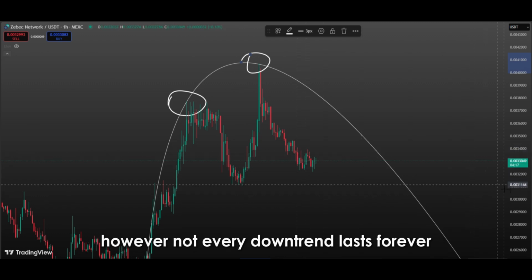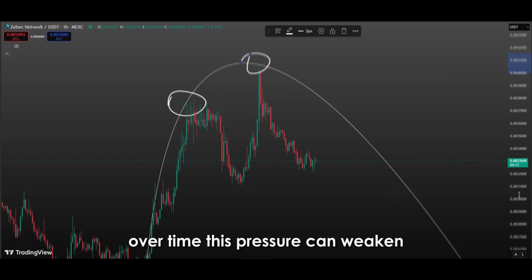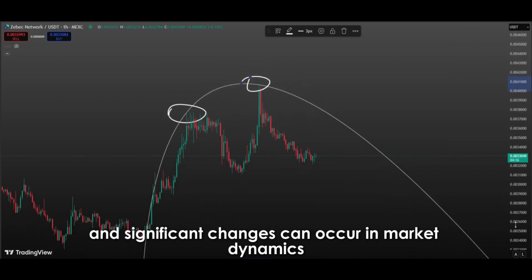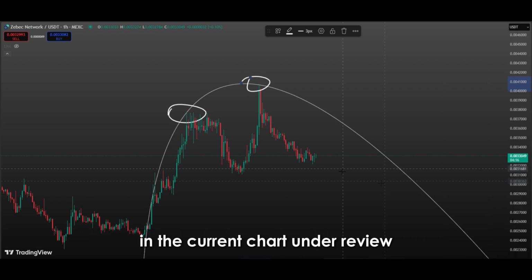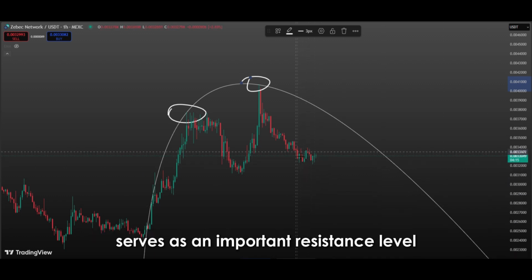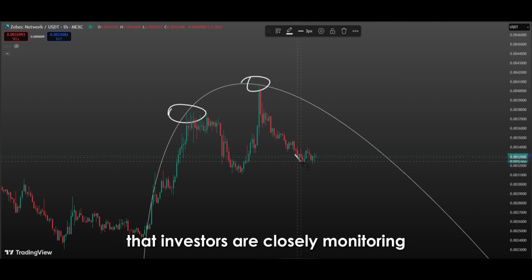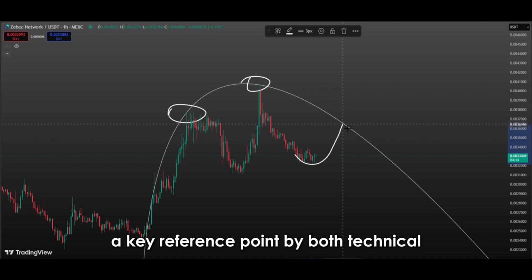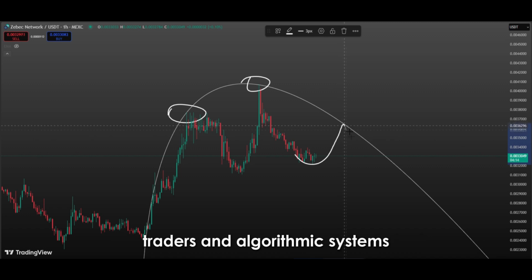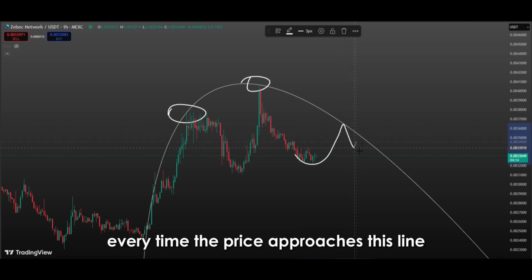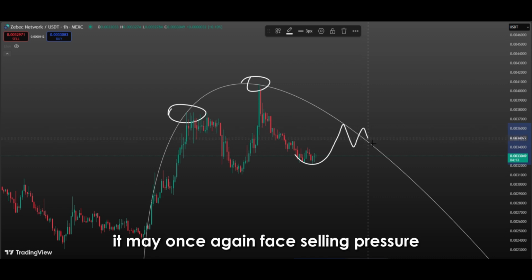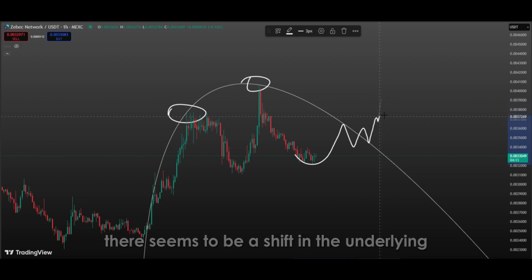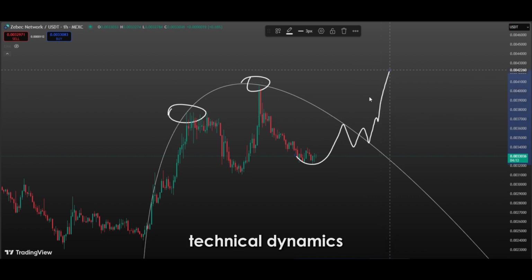However, not every downtrend lasts forever. Over time, this pressure can weaken, and significant changes can occur in market dynamics. In the current chart under review, the descending curve serves as an important resistance level that investors are closely monitoring. This descending trend line is considered a key reference point by both technical traders and algorithmic systems. Every time the price approaches this line, it may once again face selling pressure, just as it has in the past. However, this time there seems to be a shift in the underlying technical dynamics.